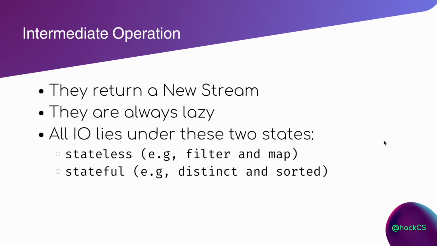As said earlier, when you are creating a stream pipeline, it has to have an intermediate operation and a terminal operation. So intermediate operations are lazy because they will not do anything unless someone like a terminal operation invokes them. Intermediate operations are further categorized into stateless and stateful. Filter and map are stateless operations, whereas distinct and sorted are stateful operations.